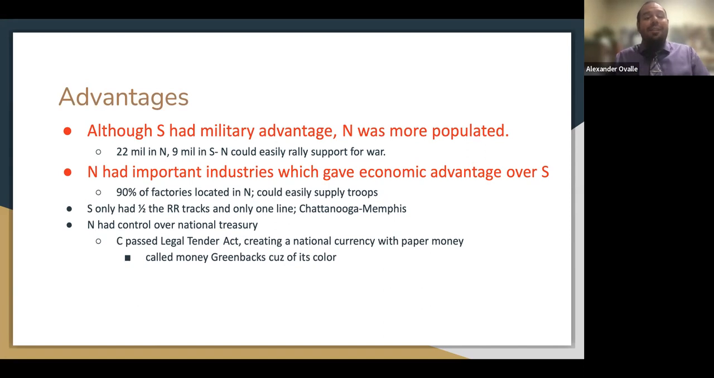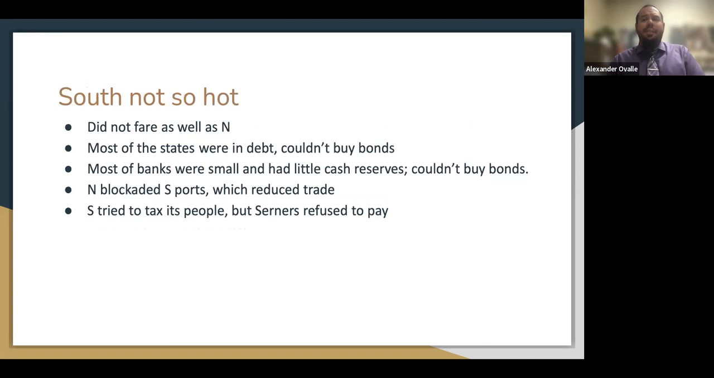That's where the national treasury was located in the North. Congress passed the Legal Tender Act, creating a national currency with paper money. Finally, we have paper money. And they were called greenbacks because guess what? The dollar's green. $1 and a dream. Please don't copyright me.